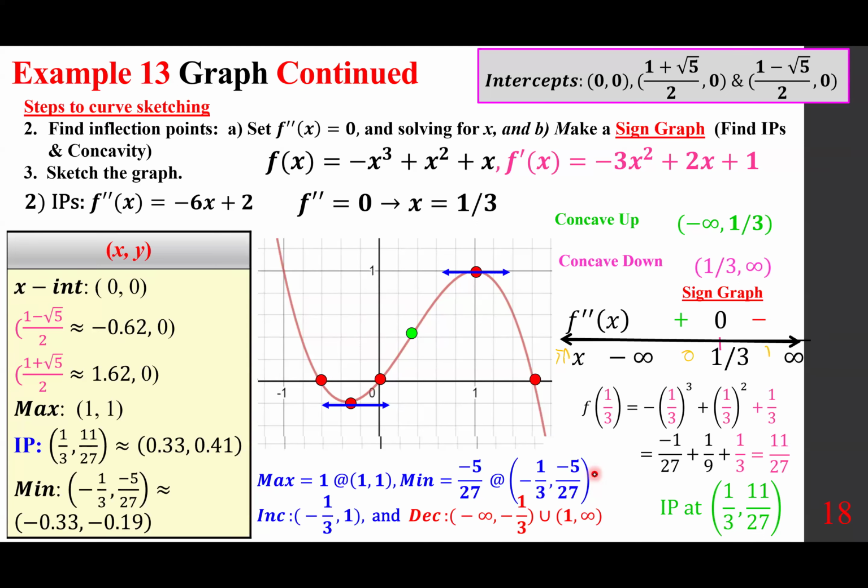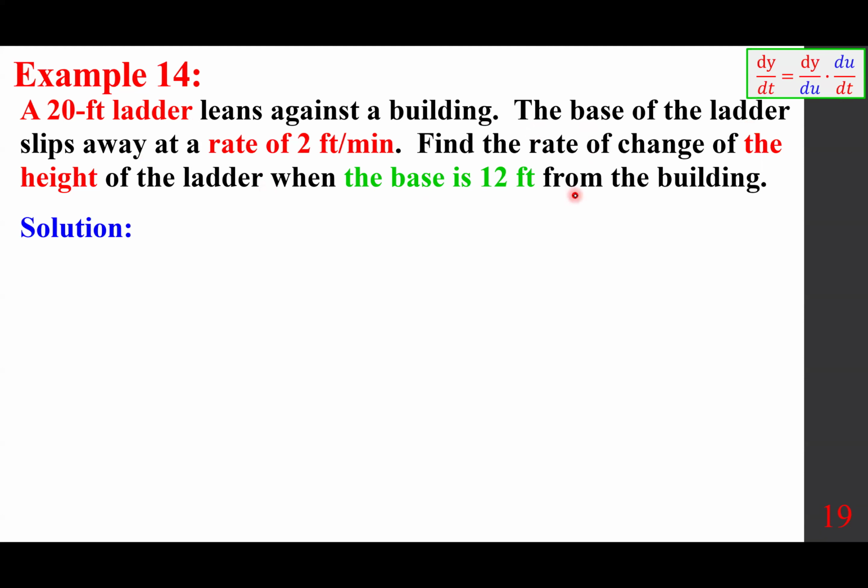Example 14, a 20-foot ladder leans against a building. I hope you remember that. The base of the ladder slips away at the rate of 2 feet per minute. Find the rate of change of the height of the ladder when the base is 12 feet from the building. We can't do this without drawing, okay? The setting has to be drawn and variables must be defined.